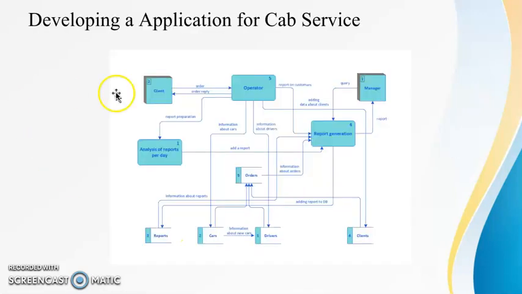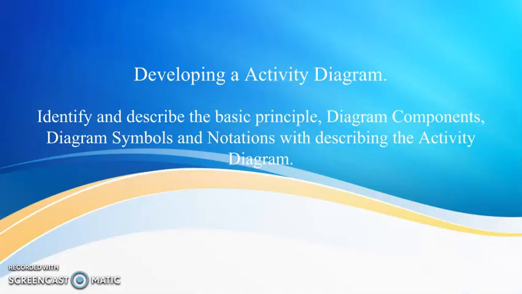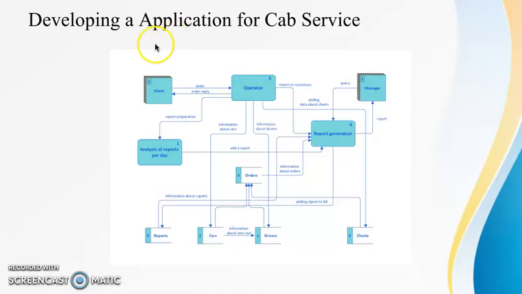Let's go to the last part, developing an application for CAP services. This is an application for CAP services that we have done using an activity diagram. As you can see, this is the client, operator, manager, report generation, and analysis report per day. All of this goes to the report generation, and the client and the operator have order and order reply.